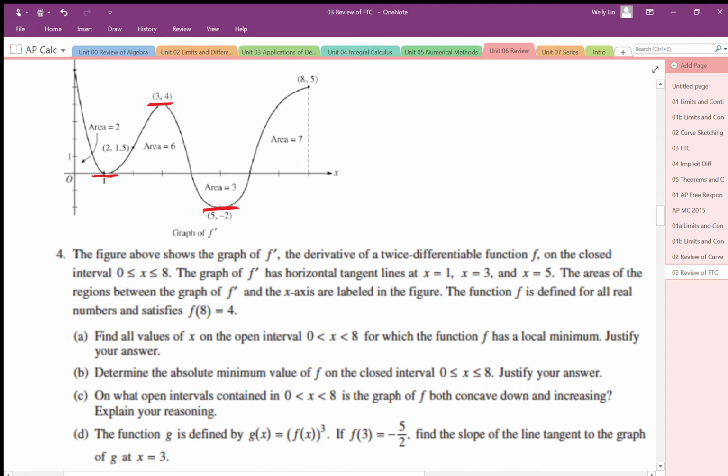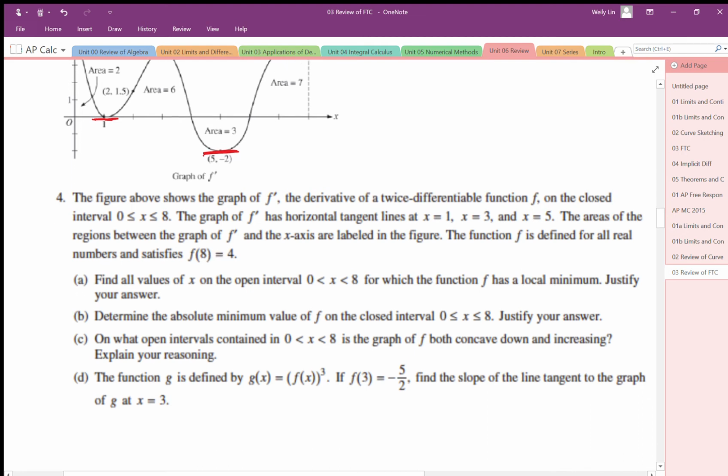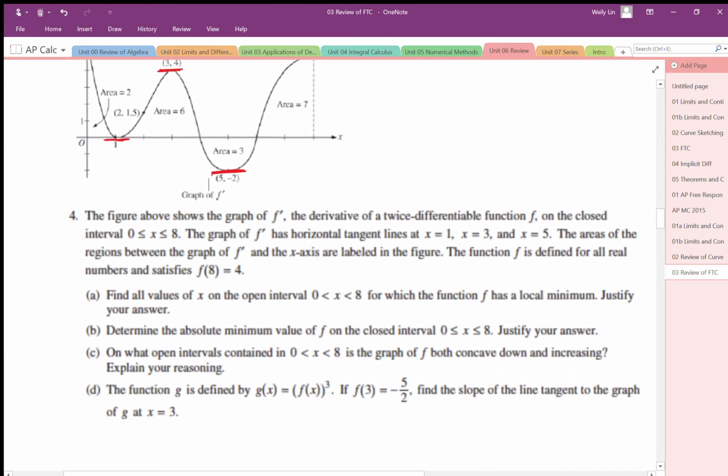And the areas and regions are given, and the function is defined for all real numbers, and we know that there's a starting point at 8. If we start at 8, we know that the f value is 4. So we can set up our integral starting at x is 8, the y is 4. So find the values where it has a local minimum.